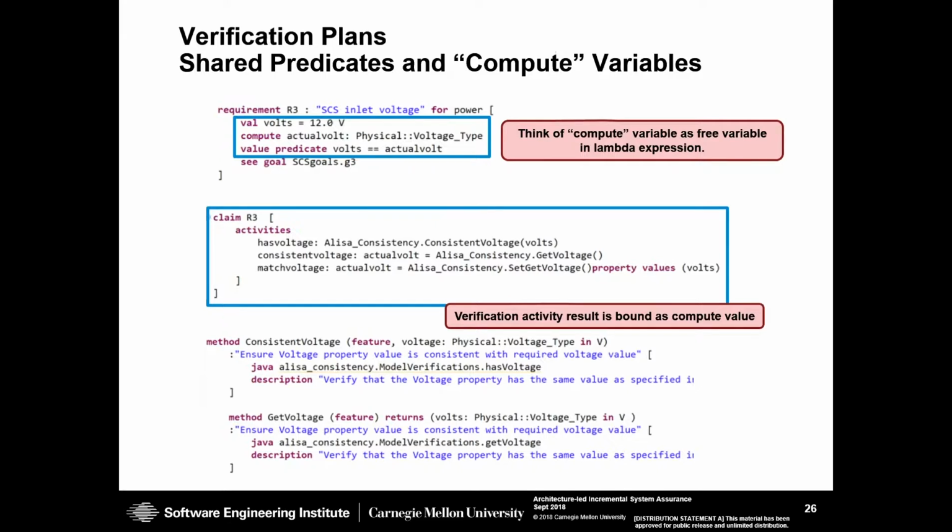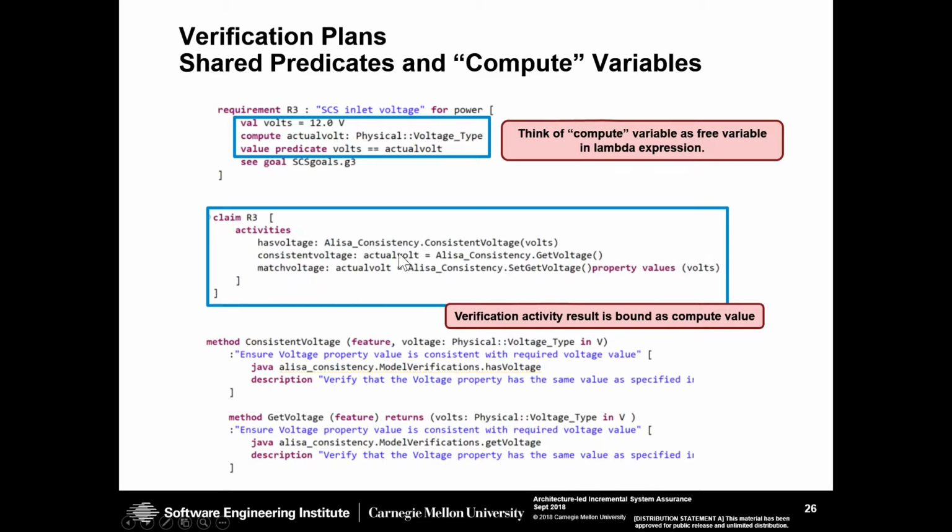Again, the first part is something that I already said: we have the compute variable, like a free variable in a lambda expression. It can be typed in terms of types. We can make use of types that are defined as part of the property language. Then we have property types.